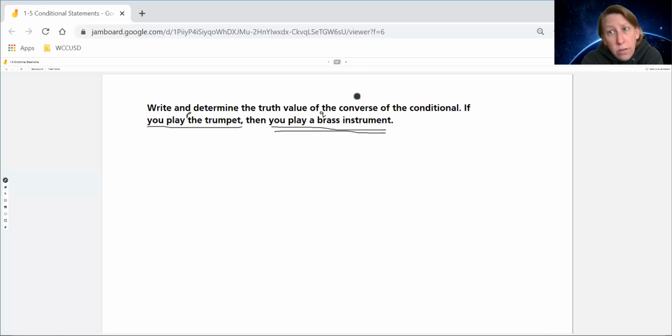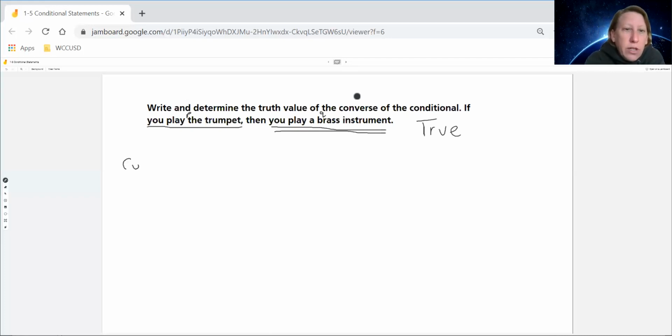Now, the original statement here is true. If you don't play a band instrument, you might not know that. But a trumpet is in the set of brass instruments. There's trombones, there's trumpets, there's tubas, there's sousaphones. A trumpet is classified as a brass instrument. So the original statement is true. It has a truth value of true.